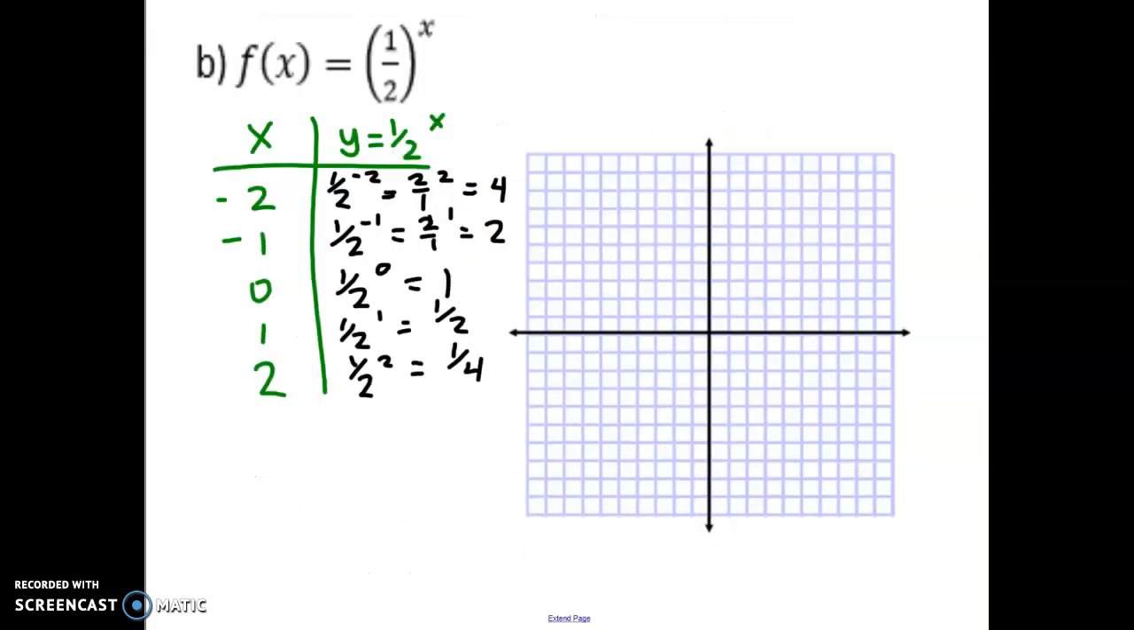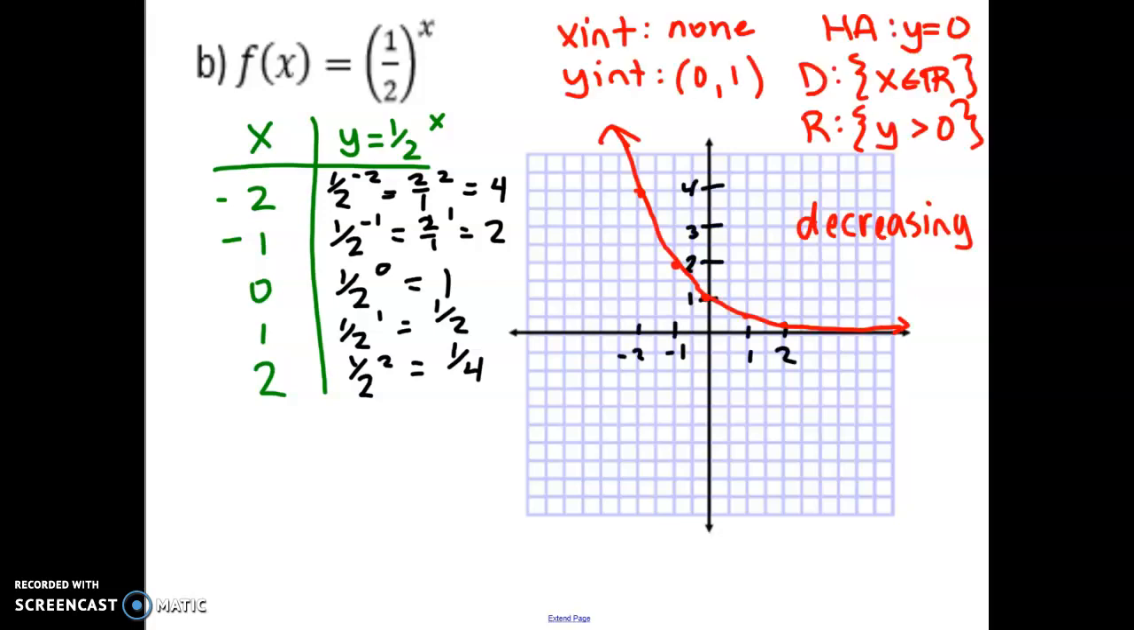So let's move on here to example B. For example B, we're going to make a table of values again. Again, plugging in our x's: negative 2, negative 1, 0, 1, and 2. And then doing the exponent laws to find the y value. Then we'll plot the y values on the graph. So you should end up with a graph that looks something like this. And then you can find your x and y intercept, your horizontal asymptote, your domain and range, and notice that this function is decreasing. Pause the video here if you need a minute to write that down.